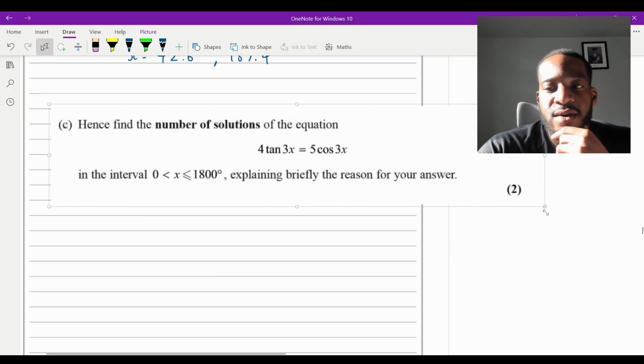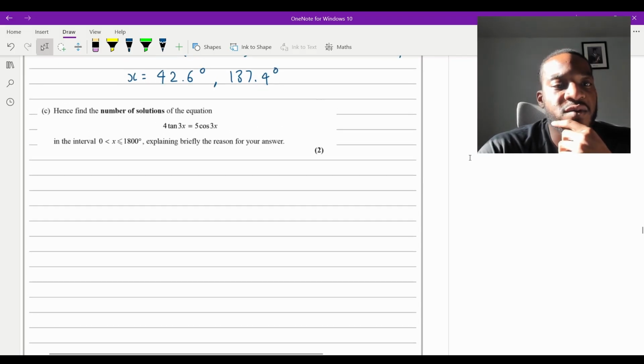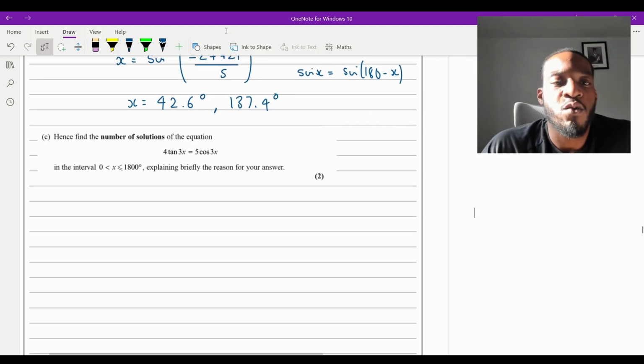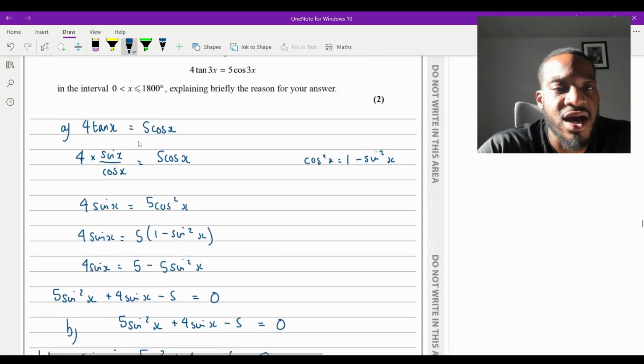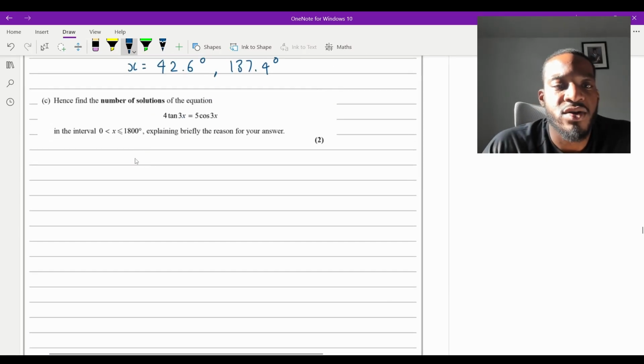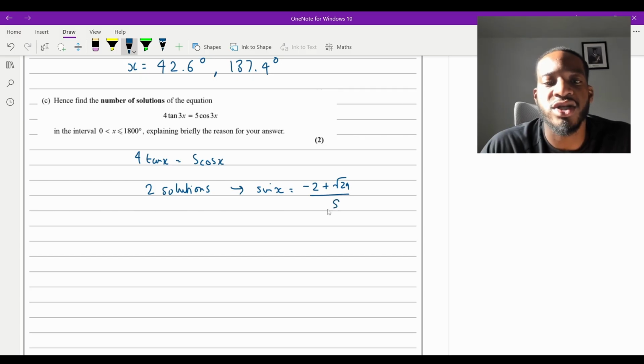Okay, so this one, what do we have? We need to find how many solutions there are. When we solved the one above, which was 4 tan x equals 5 cos x, what we figured out is that the number of solutions was 2, between 0 and 360. And remember, what we essentially solved is sin x. When we did the algebra, we got sin x equals (-2 plus √29) over 5, and there were 2 solutions to this equation.